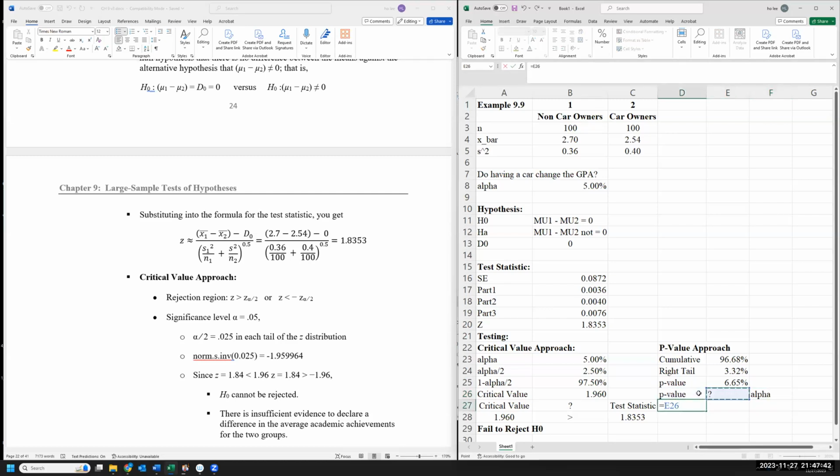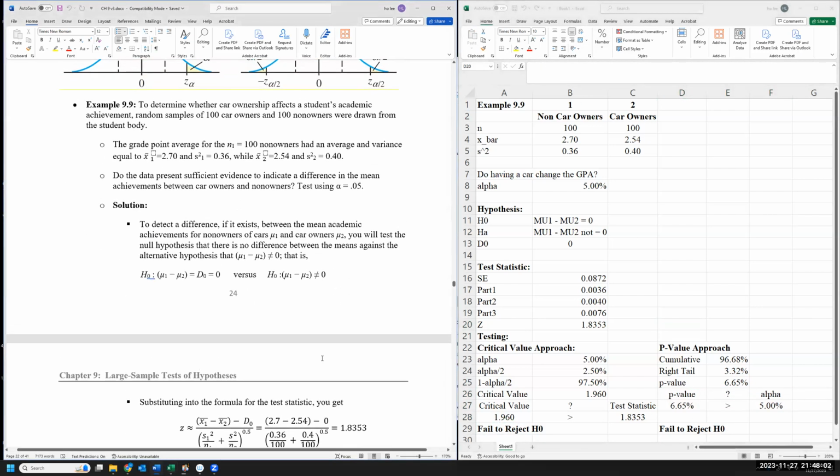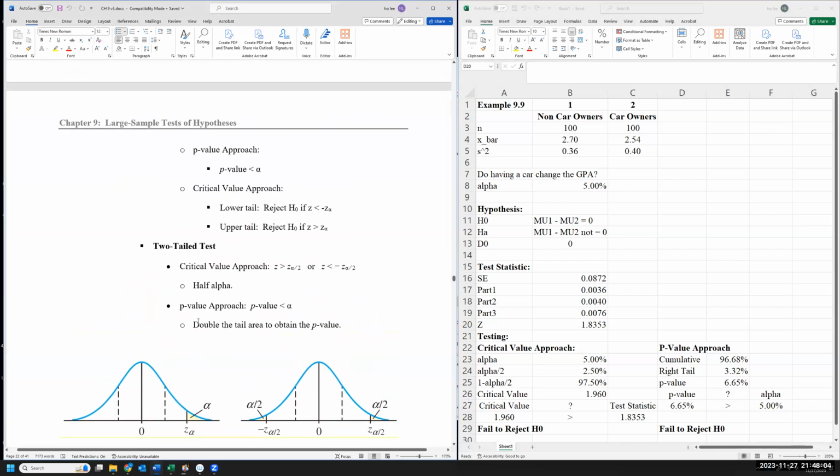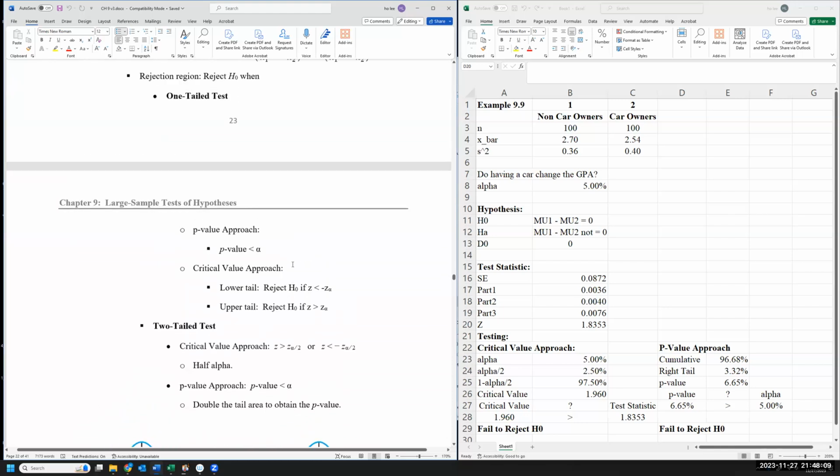And the p-value is 6%. Alpha is 5%. So the p-value is greater than alpha. And again, we fail to reject because we could only reject if the p-value is equal to alpha. Okay, again, that's up here in a two-tailed test. If the p-value is less than alpha, we could reject the null hypothesis, rejection region. Reject a null when this is true right here.